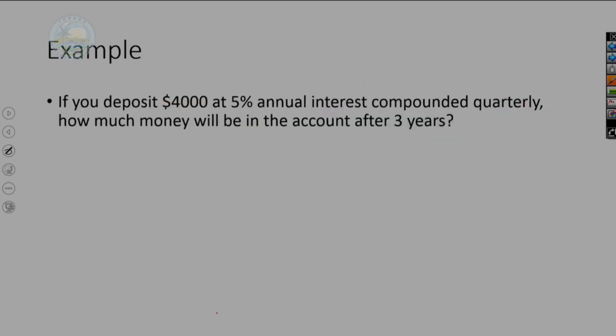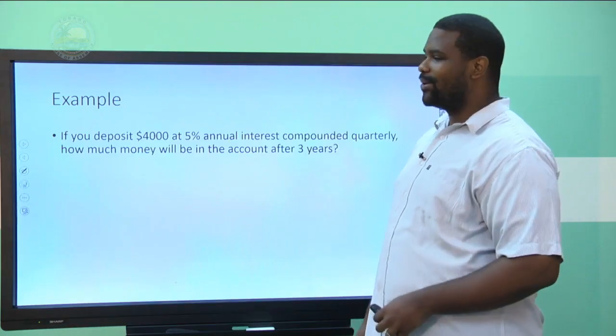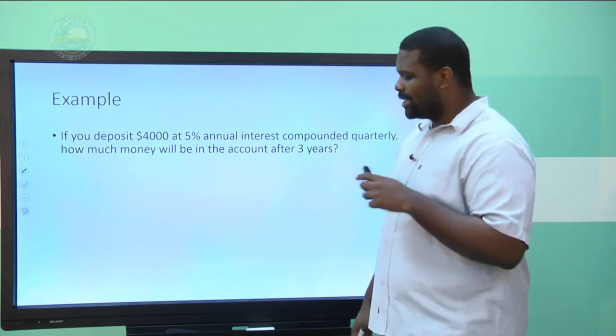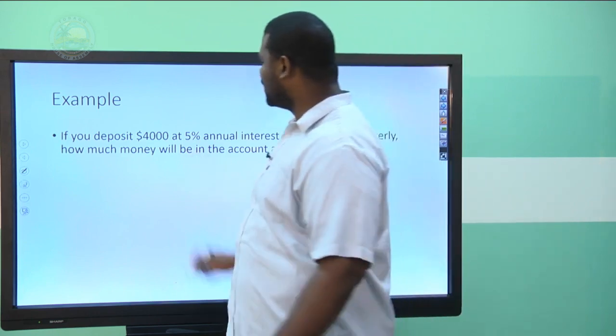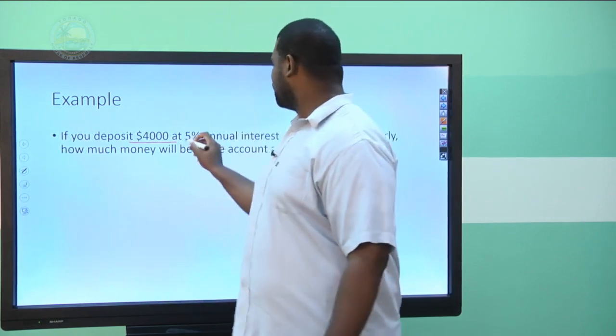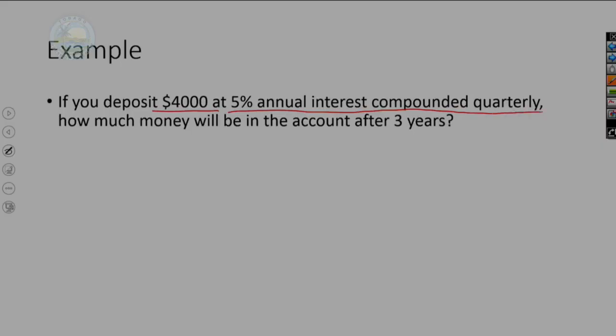How about this one? Ooh, numbers starting to get harder and harder. And you're going to realize something as you go along. So as you do this question, you're going to see something. So it says, if you deposit $4,000 at 5% annual interest compounded quarterly. Whoo! That already sounds confusing. 5% annual interest compounded quarterly. How much money will be in the account after 3 years? Now, let's go.